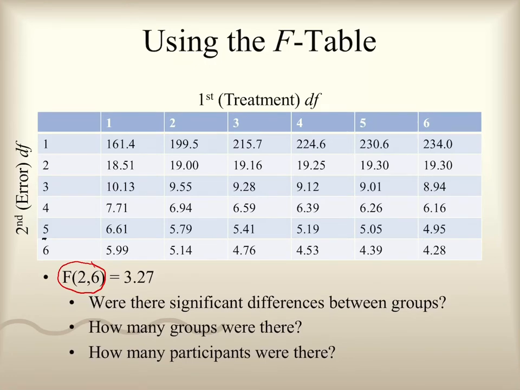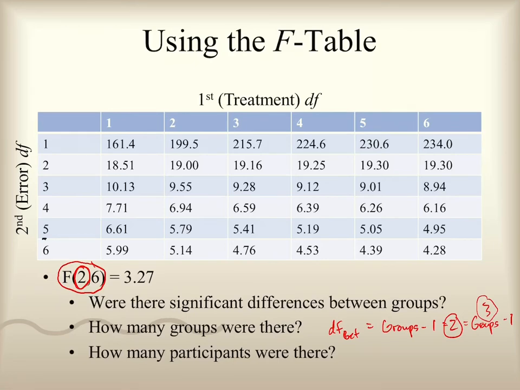Okay, this one is a little bit more straightforward because we came up with the exact same degrees of freedom before. Here, if our degrees of freedom between is 2, remember, df between equals the number of groups minus 1. Well, if that equals 2, then we know groups minus 1 equals 2. So groups have to equal 3 because 3 minus 1 equals 2.